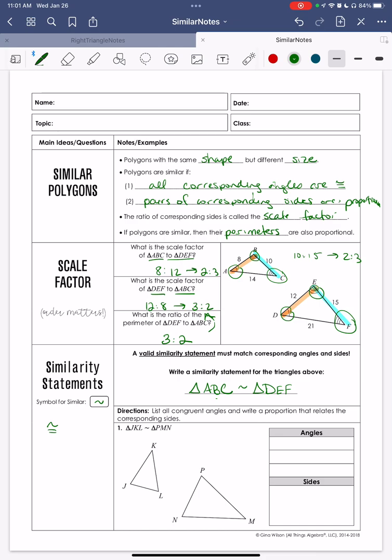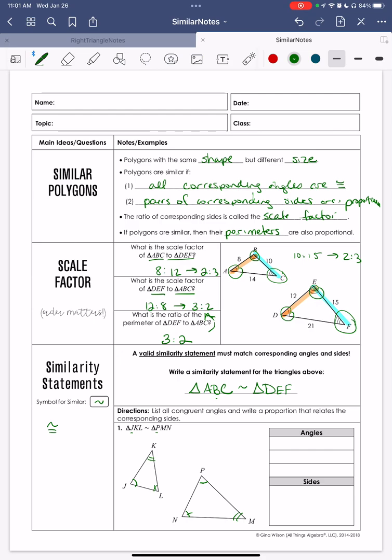Okay, so for this example, we're going to list all the congruent angles and write a proportion relating the corresponding sides. So first thing I'm going to do is I'm going to mark my diagram. So I see that J and P are corresponding, and I'm told the triangles are similar. So that means that J and P are congruent. Then I see K and M. Those are the next letters that show up, so I'll mark those. And then I've got L and N, so I'll mark those as well.